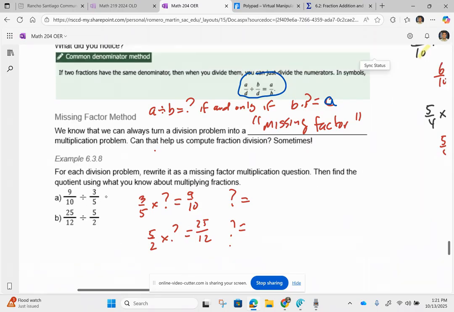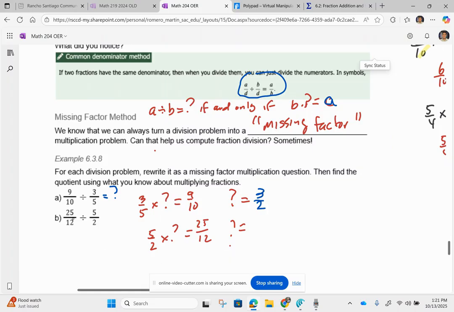9/10 divided by 3/5. What does that equal? Well, I don't know what that equals, but I know that 3/5 times that thing has to be equal to 9/10. And I could easily see that. That'd be 3 times 3. So that answer is 3/2, because 3 times 3 is 9, 5 times 2 is 10.